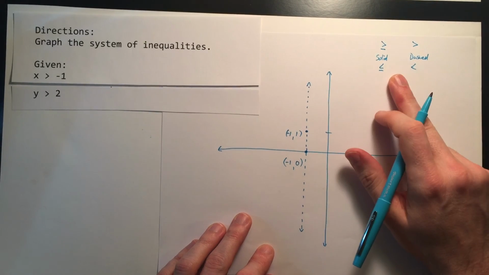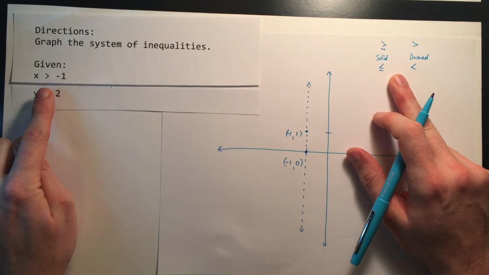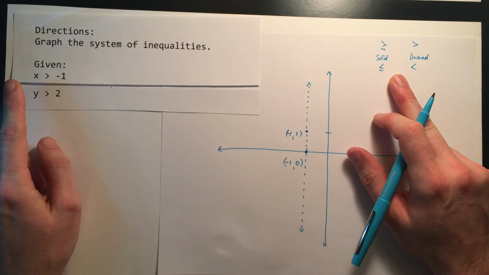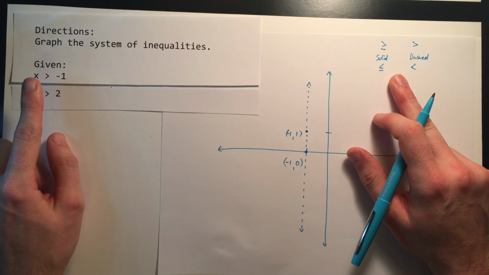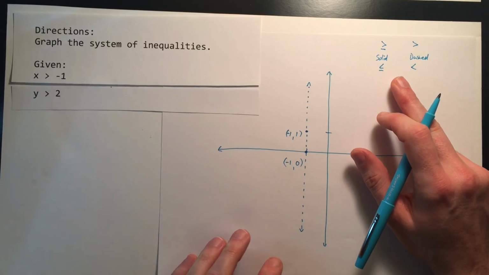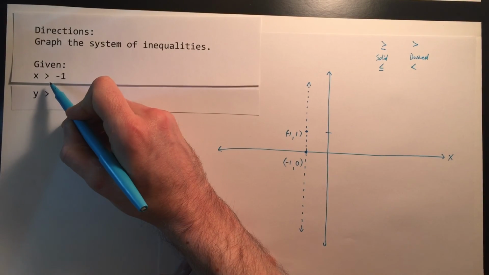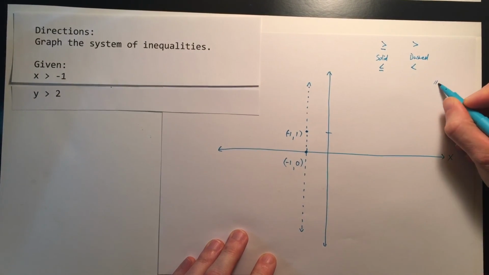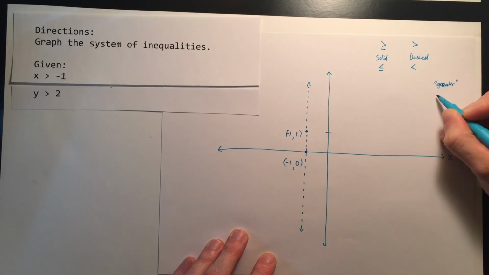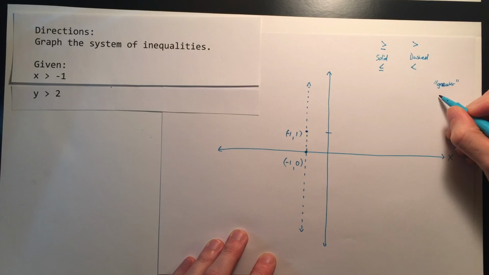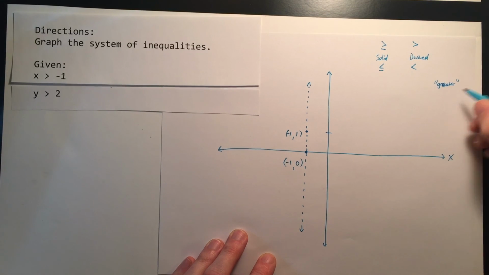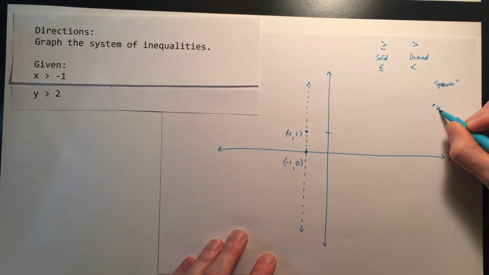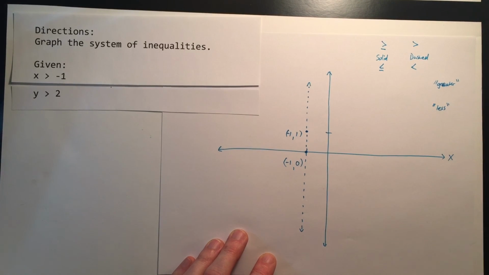Okay, so that's one difference between this and an equation, which would have an equal sign. The second difference is that we have to do some shading. And so this says x is greater than, and so remember that greater means shade one direction, and less means shade another direction.